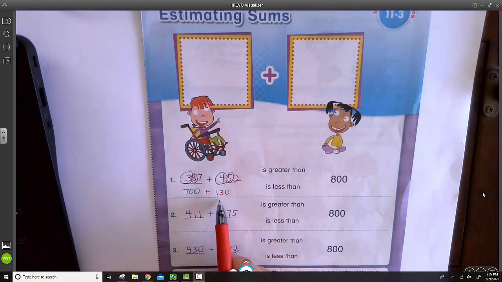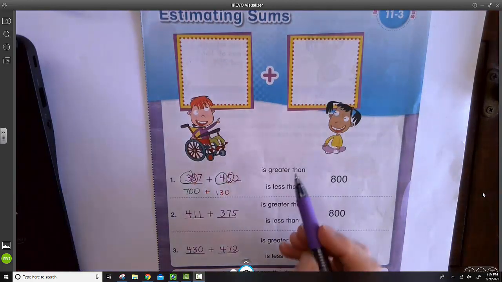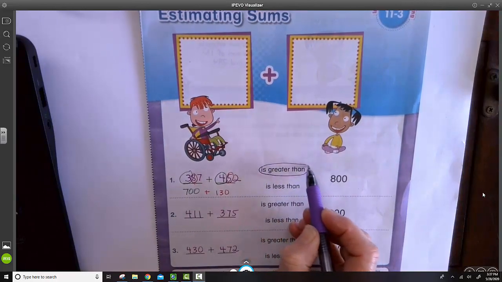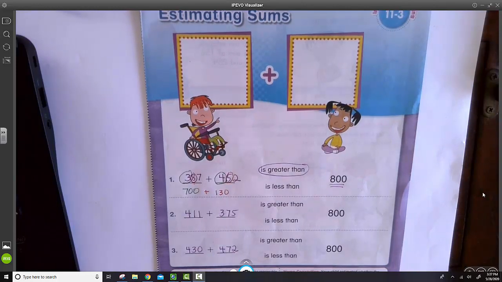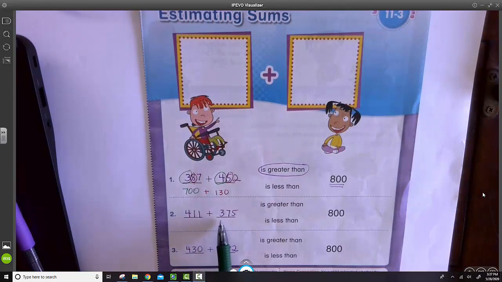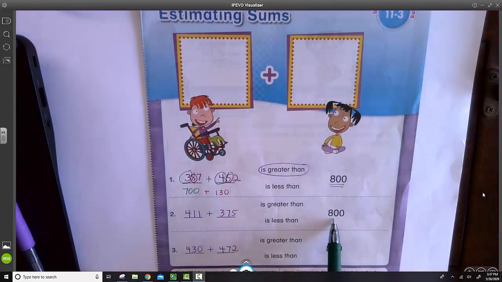We can easily look at 700 and 130 and see that it is greater than 800. And that was pretty easy. We could just look at those two values, the hundreds and the tens, and see already that the sum will be greater than 800. Let's try another example. The next example is 411 plus 375. Is it greater than or less than 800?